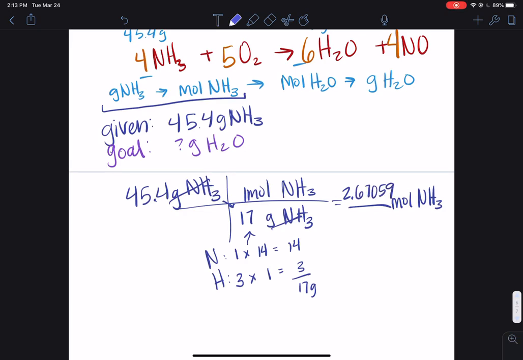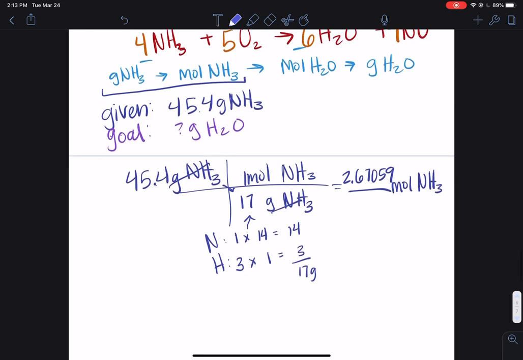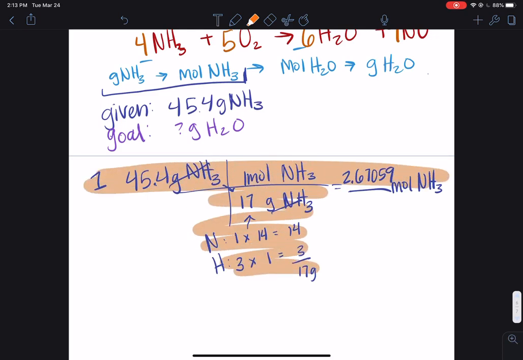I'm going to keep all of those numbers because I'm in the middle of this problem right here. And so until I get to the very end, I don't want to round. All right, so this is step 1. I'm going to highlight it so you can know where it is in our path. All of that is step 1. So we are now in moles of NH3.